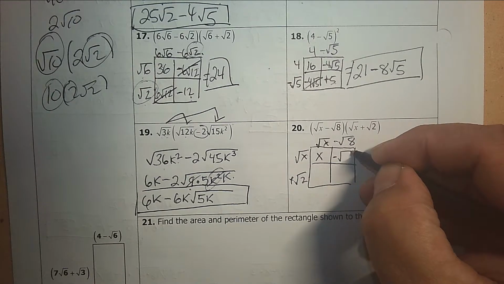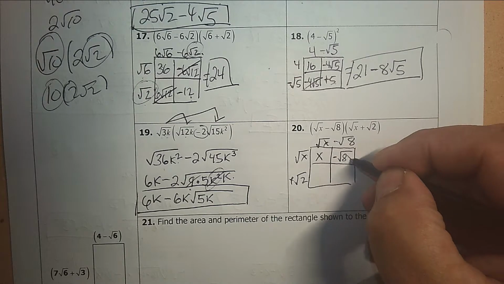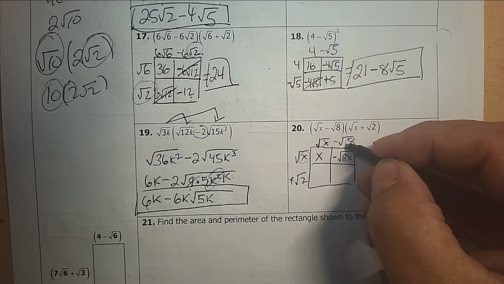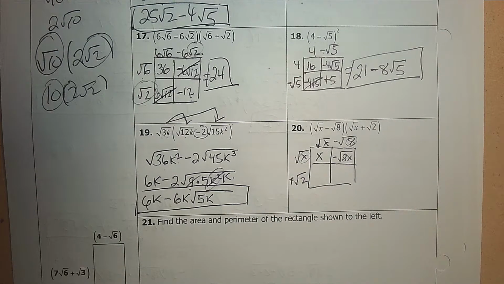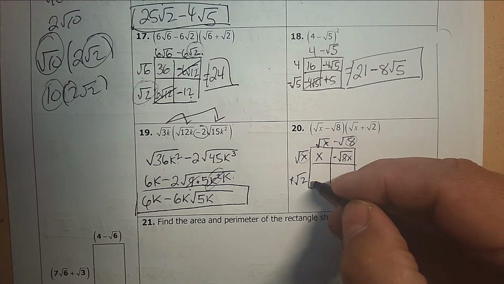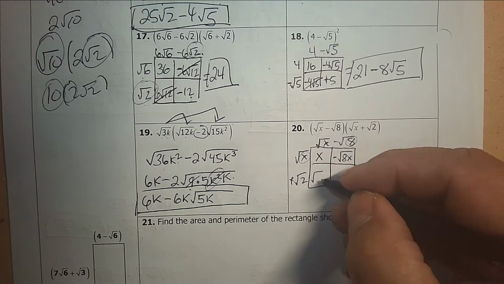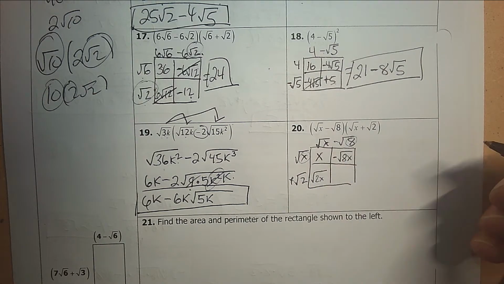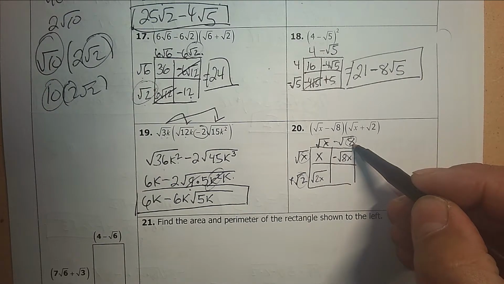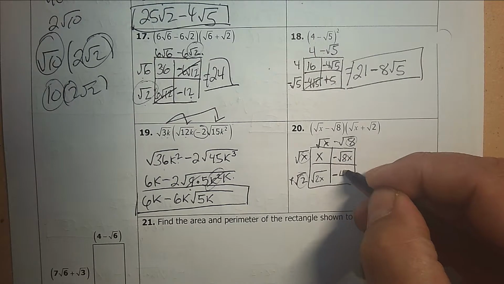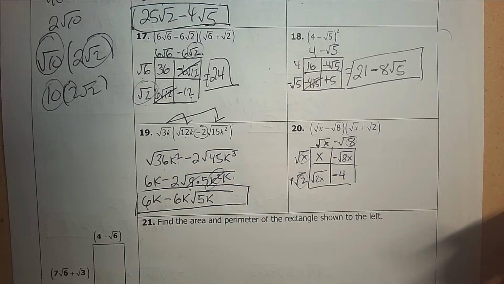It's the square root of 8x. So you multiply the two insides together, right? This is the square root of 2x underneath. And then, what is 2 times 8? And the square root of 16 is 4, so can you see where the negative 4 comes from?